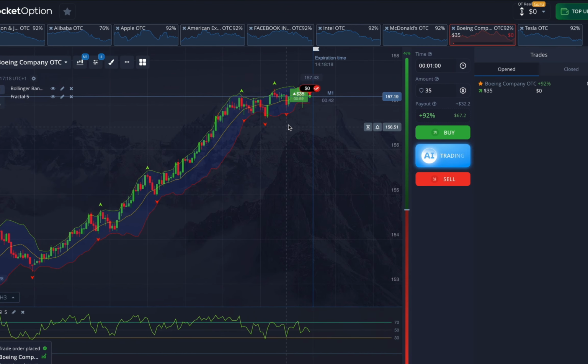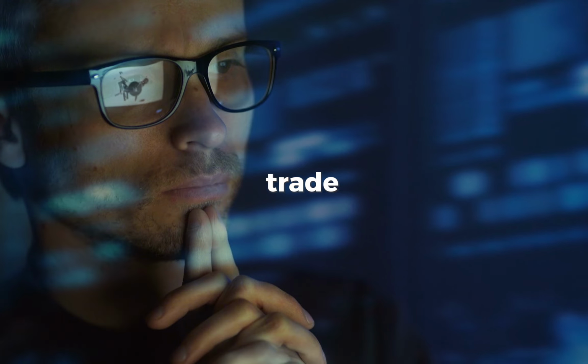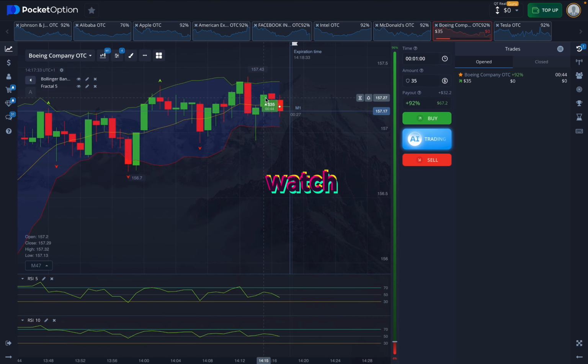Unfortunately, as you saw in the last seconds, a small impulse occurred on this candle and the position closed in the red. So I'm opening an additional trade with the same logic as before. Let's watch the outcome.